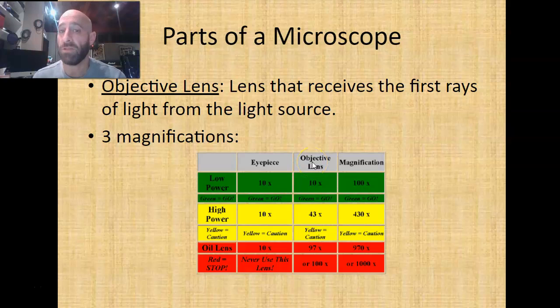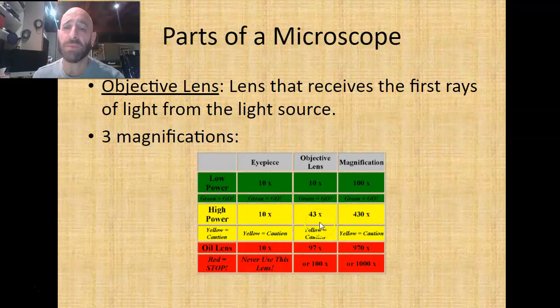So when I have this microscope on low power, it will be 10 times for the eyepiece, 10 times for the objective lens, so 10 times 10 is 100. So at low power, you're seeing it 100 times bigger. At high power, in this example, it would be 10 times 43, or 430 times bigger.